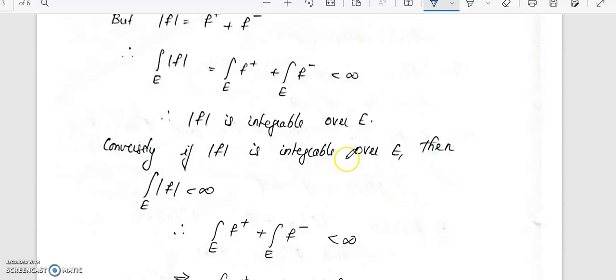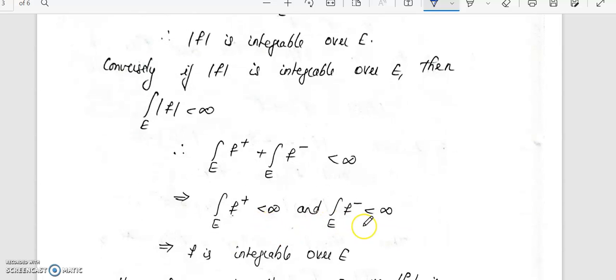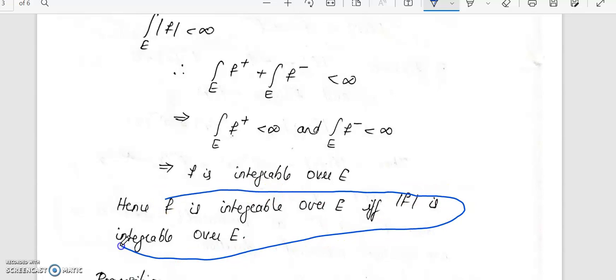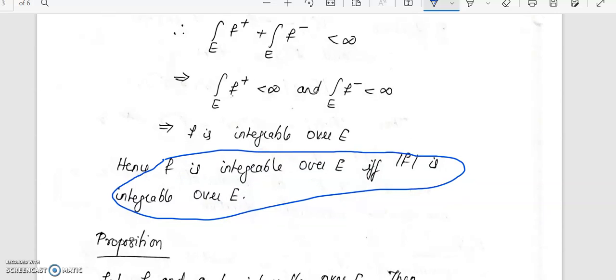Conversely, mod f integrable ആണെങ്കിൽ integral mod f less than infinity ആയിരിക്കും. So integral f plus f minus is less than infinity. അപ്പോൾ രണ്ടിന്റെയും sum ആണ് ഇവിടെ വരുന്നത്. So if the sum is less than infinity, each integral must be finite. So if each integral is finite, then we can conclude that f is integrable over E. So that is an if and only if statement. So f is integrable over E if and only if mod f is integrable over E. So f integrable ആണെങ്കിൽ mod f integrable ആയിരിക്കും, നേരെ തിരിച്ചും.